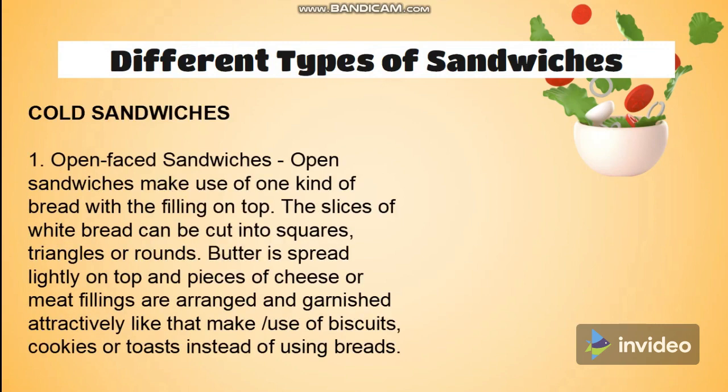Cold sandwiches. 1. Open paste sandwiches. Open sandwiches are made of one kind of bread with a filling on top. The slices of white bread can be cut into squares, triangles, or rounds. Butter is spread lightly on top and pieces of cheese or meat fillings are arranged and garnished attractively. Some also use biscuits, cookies, or toast instead of bread.